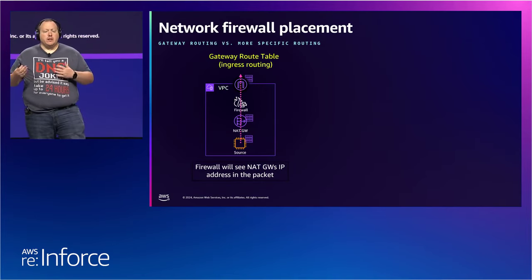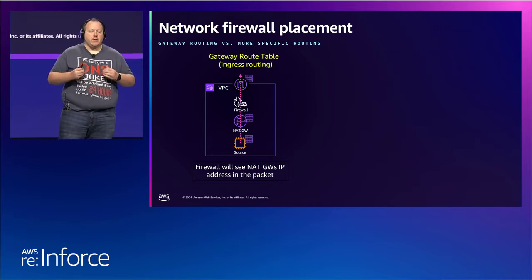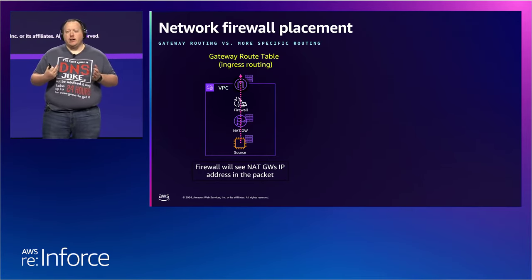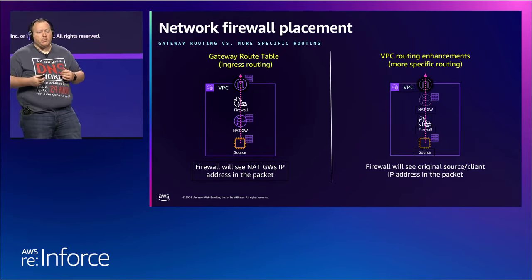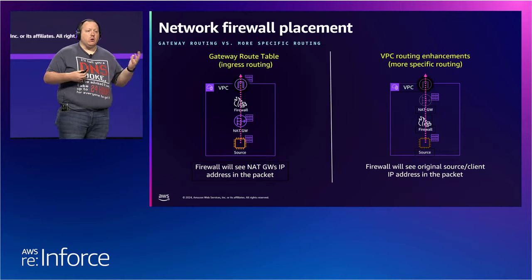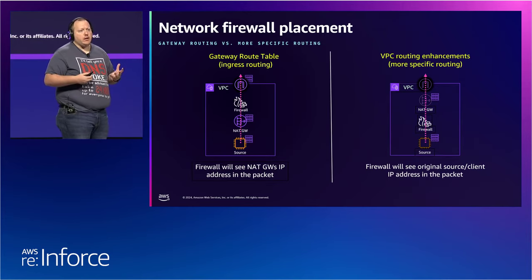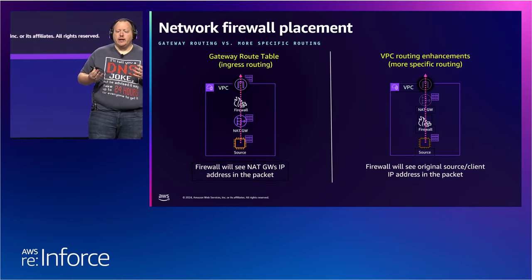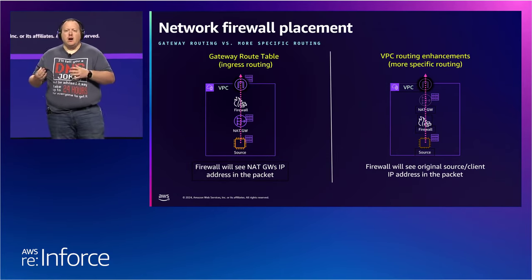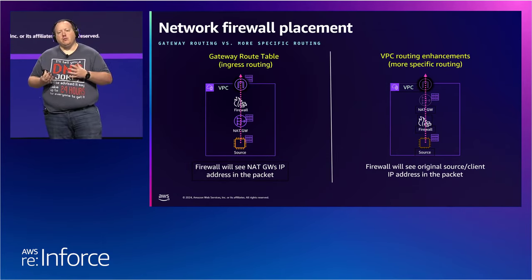We can also consider where we place that firewall. Just like Pratik was talking about, we can place that firewall between the NAT gateway and the internet gateway, like shown here. Or we can place it between our workload and the NAT gateway. In the latter, we use more specific routing. It gets a little bit more complicated in terms of the routing configuration. Not too much more, but a little bit more.